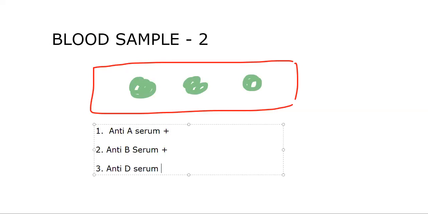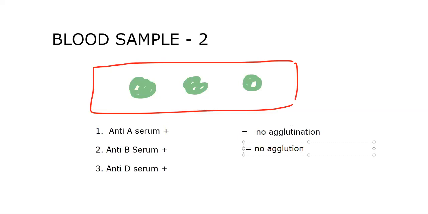Anti-D serum added. So, do we know what their RBC contain? No, we don't know. So that's why I'm writing here the result. I just observed this in the laboratory, and that observation I'm showing to you. No agglutination. And next, the third blood drop also, no agglutination.